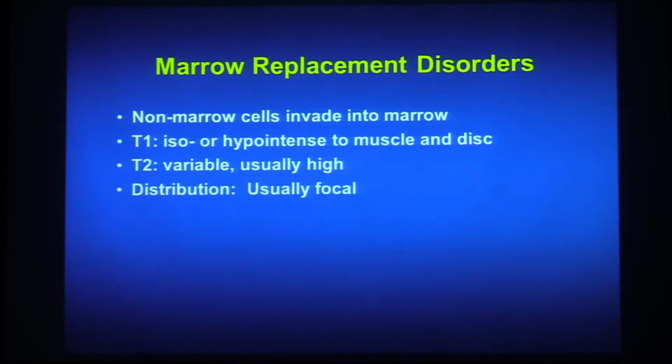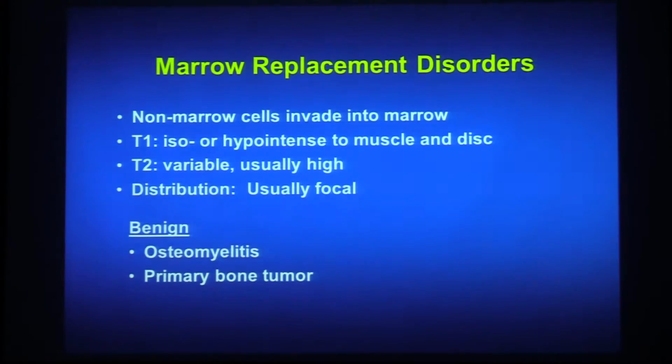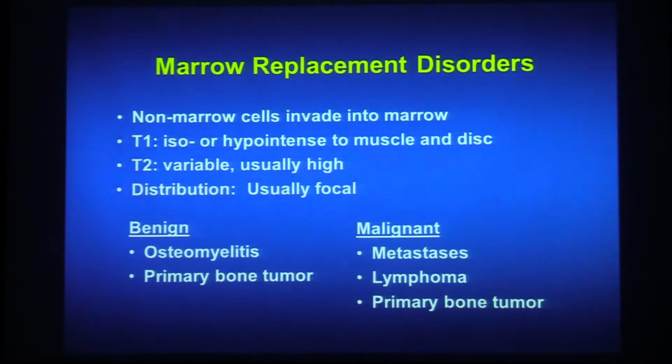Marrow replacement disorders are when non-marrow cells invade into marrow. So benign things would be osteomyelitis or a benign primary bone tumor. Malignant things would be metastasis, lymphoma, primary bone tumors.